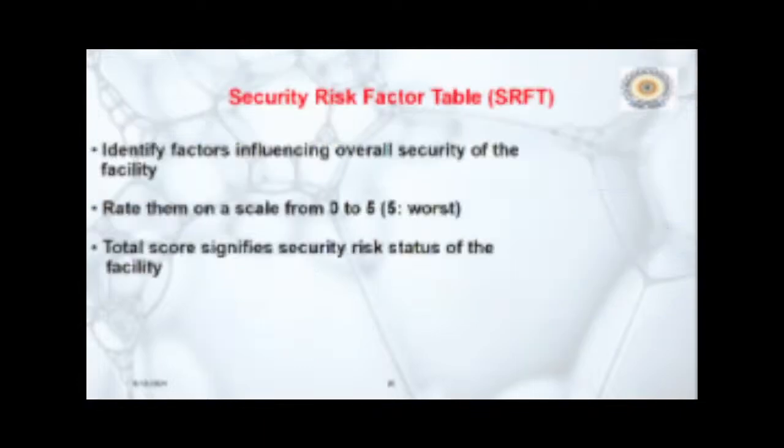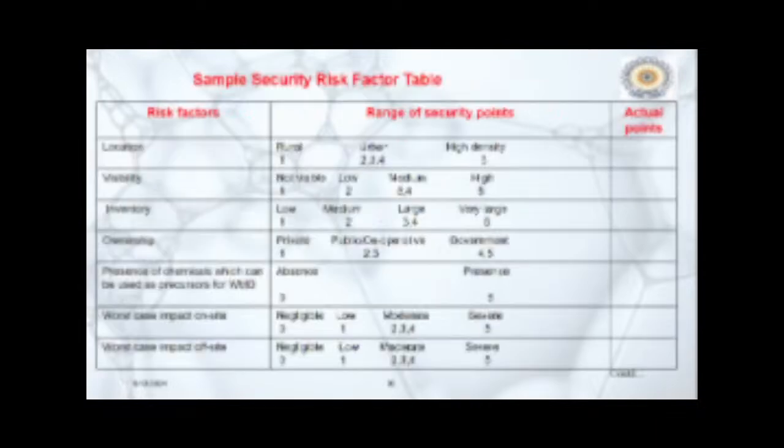Then we thought of identifying a screening tool. So what could go wrong? How to find, because we can't do a detailed SVA for all the process facilities. So the idea is a security perspective. So what we did, we made various parameters. We took different parameters like location, visibility, inventory.